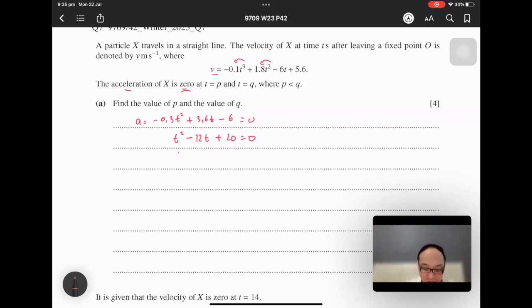So I can factorize. To make it 20, it's t minus 2 and t minus 10. So t equals 2 and t equals 10. So p will be the smaller one, 2, and q will be 10.